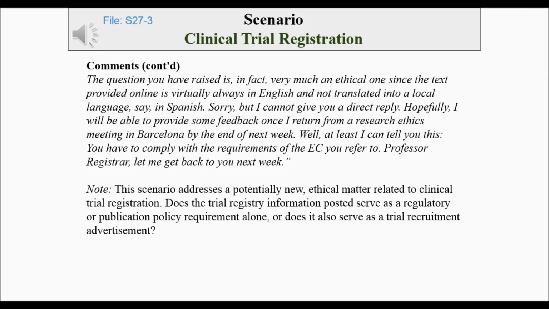Note: this scenario addresses a potentially new ethical matter related to clinical trial registration. Does the trial registry information posted serve as a regulatory or publication policy requirement alone, or does it also serve as a trial recruitment advertisement?